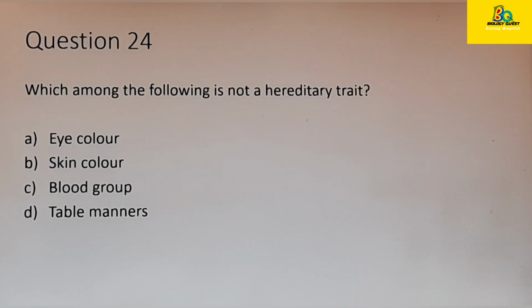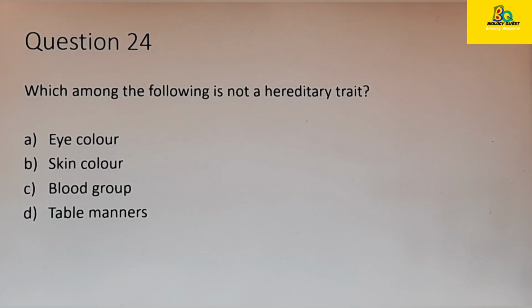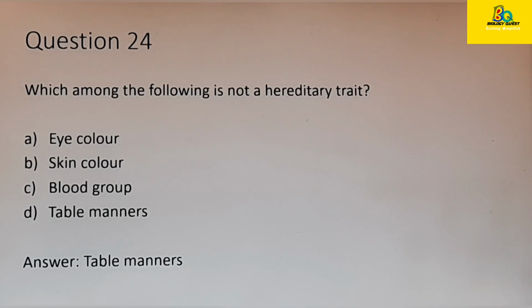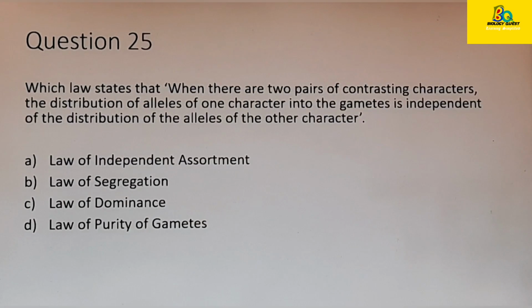Next question, which among the following is not a hereditary trait? What is meant by a hereditary trait? A trait or a character which can be inherited from one generation to the next is a hereditary trait. Look at the options: eye color, skin color, blood group, table manners. Which is not a hereditary trait? Option D, table manners. It is through experience, through practice we attain such type of behavior. Okay, so it is not a hereditary trait. Answer is option D, table manners.